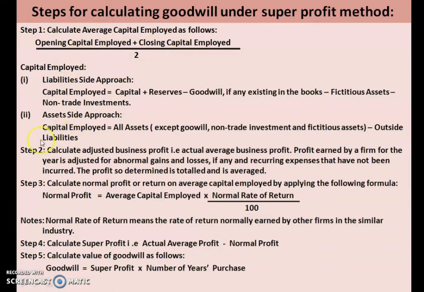Okay. Then the second step is to calculate adjusted business profit, that is, actual average profit. The profit earned by the firm for the year is adjusted for abnormal gains and losses, if any, and recurring expenses that have not been incurred. The profit so determined is totaled and its average found. You know the calculation of the average profit method from our last problem. The same you have to use here as a second step.